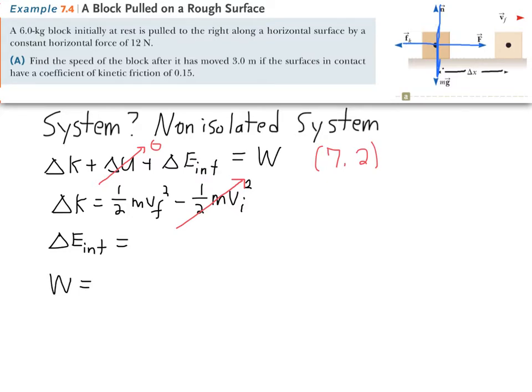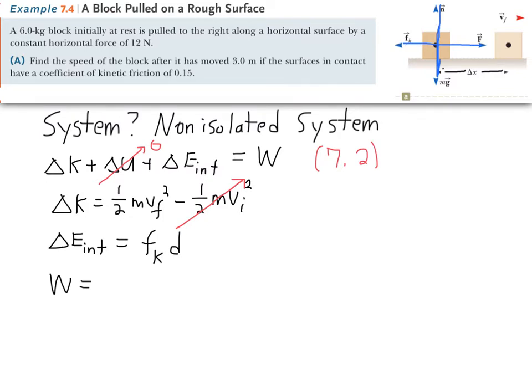This is where things can get a little confusing, because the internal energy depends on what you've defined as internal to the system versus external to the system. I'm doing a non-isolated system where F is external and Fk is internal, so the system includes the surface. So that means that the change in the internal energy is due to the force of friction. And actually this is one thing that the text does pretty nicely. It says the change in the internal energy is the force of friction times the distance over which the block is moving.